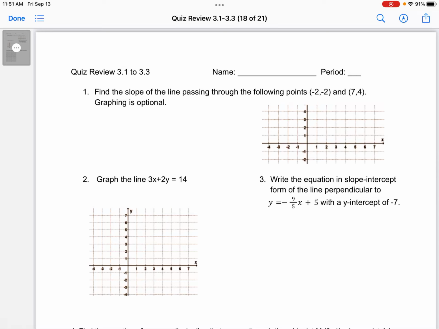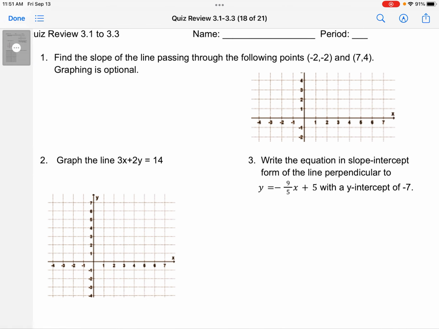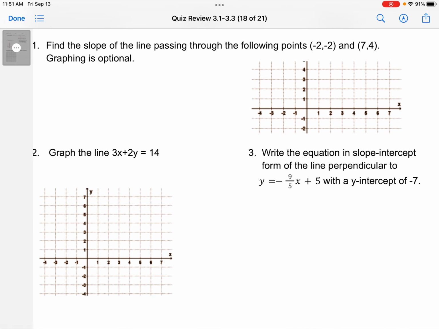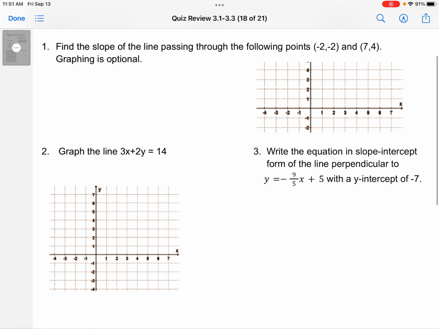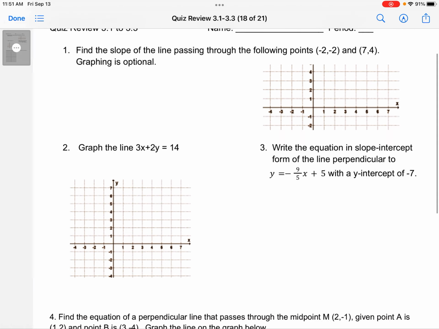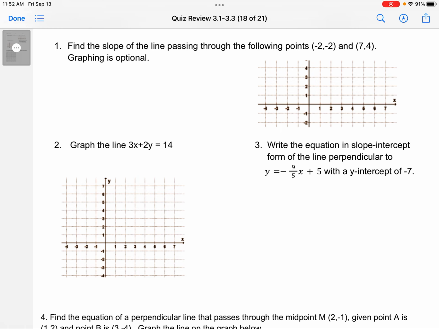Here is the unit 3.1 to 3.3 review. We're going to go ahead and do number 1, which is to find the slope of these given points. I'm going to do the equation first, and then I'll graph it and show you both ways to do it.